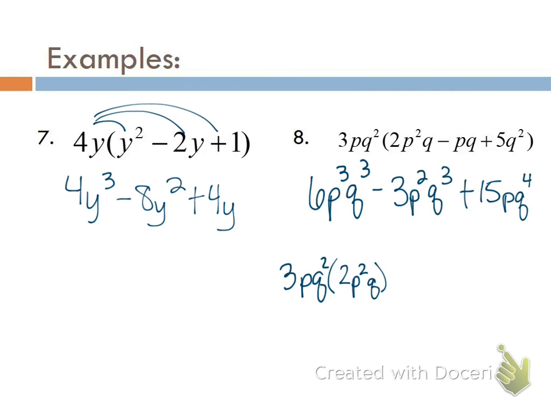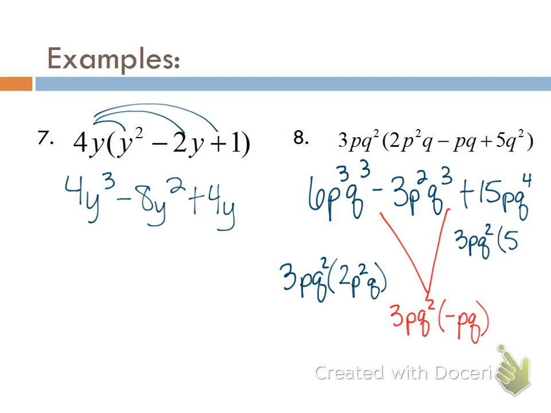Okay, then in the middle, I'll change colors for that one. This middle term would have come from 3pq squared times negative pq. So that's why it turned minus. Okay, still have to add the exponents. If they don't have an exponent, we know that it really has an exponent of 1. And then that last term came from 3pq squared times 5q squared.